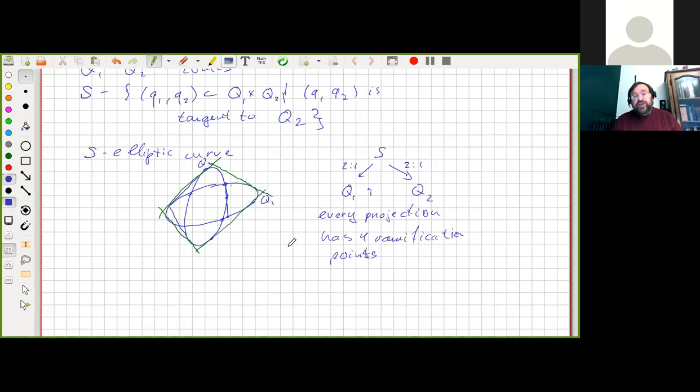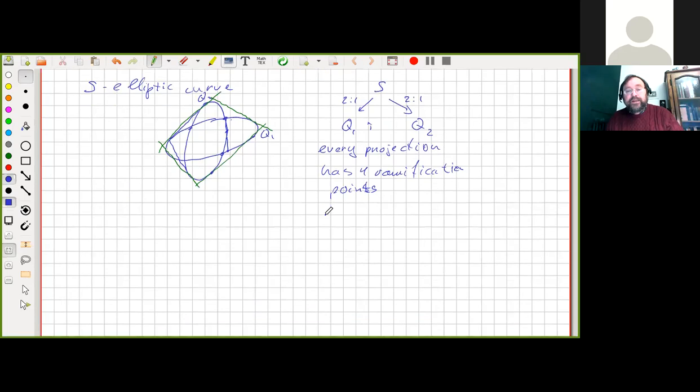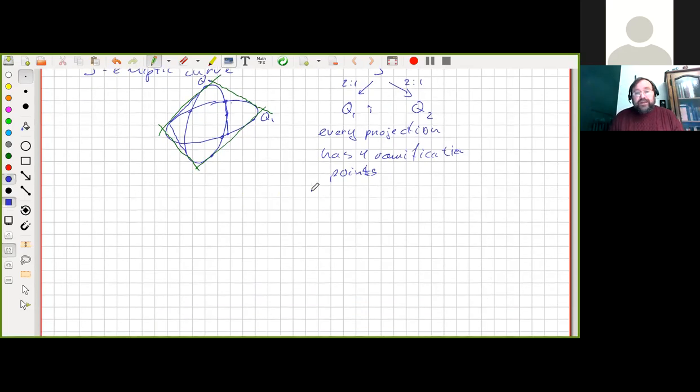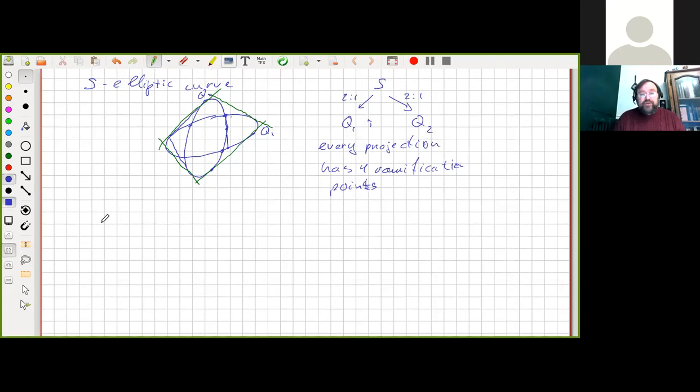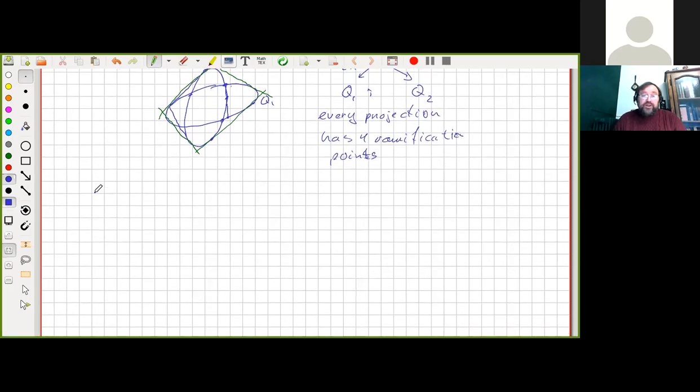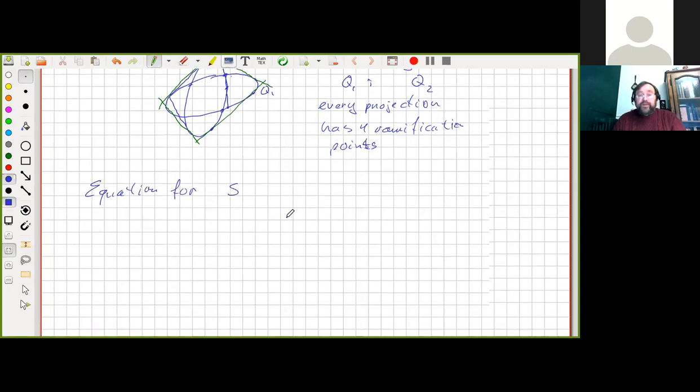And therefore, the genus of the conic is zero, and therefore the genus of S is necessarily one. But on the other hand, one can write it down more explicitly and really write down an equation for this curve. And this is something which I will do nevertheless. Well, it's really elementary geometry, but nevertheless, I will do that. So the equation for the curve S is the following.